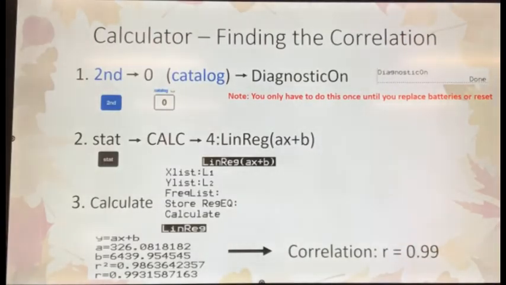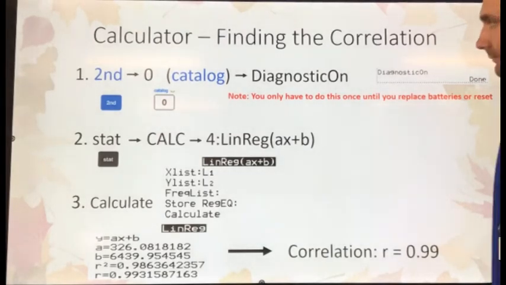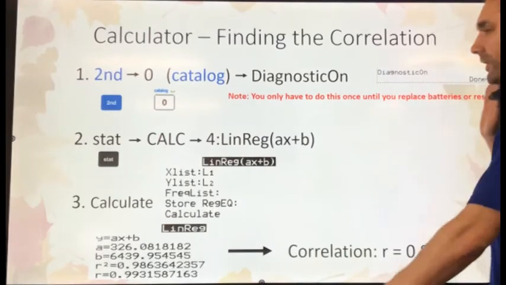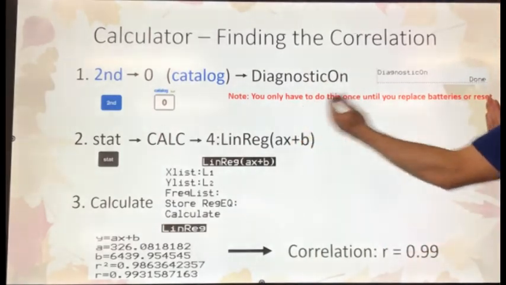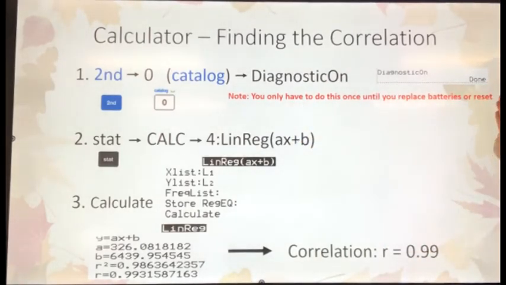Next, we're going to find the correlation. What exactly is that value? How strong it is. Our correlation is going to go between positive 1 and negative 1. The closer the number is to 1, the stronger the correlation. Does that make sense? Okay.